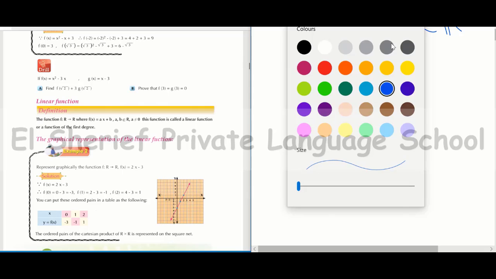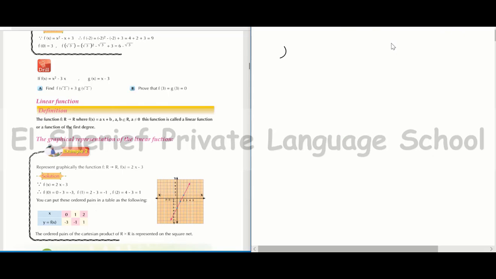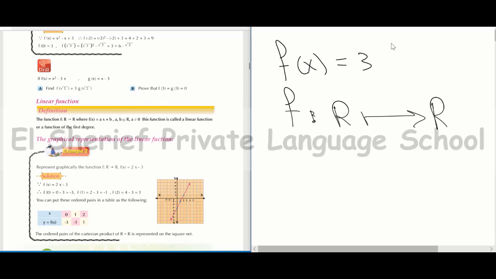For example, f of x equal 3. This function its domain r، يعني معنى كده ان الفانكشن نفسها كالعادي يعني اللي احنا عارفينه انها from r to r and also its codomain r but its range is this number اللي هو 3 قدام.